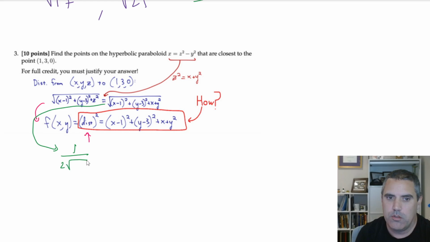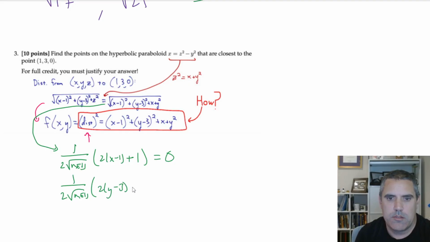It just would have been 1 over 2 times the square root of the mess. And then you would have had 2x minus 1 plus, is it just an x? Yep, plus 1 equals 0. And then you would have had 1 over 2 square root of the mess. And then with respect to y, it would have been 2y minus 3 plus 2y equals 0. So doing this little thing is not necessary.